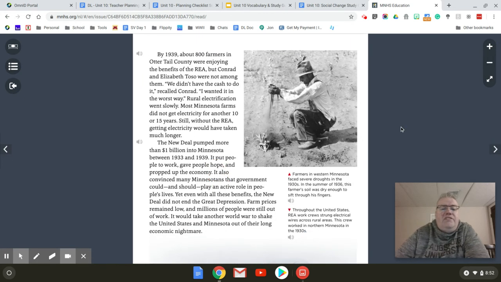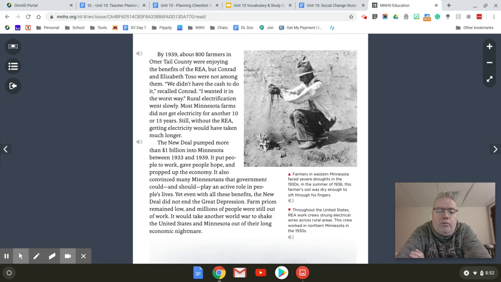In 1939, about 800 farmers in Otter Tail County were enjoying the benefits of the REA, but Conrad and Elizabeth Tosa were not among them. "We didn't have the cash to do it," recalled Conrad. "I wanted it in the worst way." Rural electrification went slowly. Most Minnesota farms did not get electricity for another 10 to 15 years. Still, without the REA, getting electricity would have taken much longer.